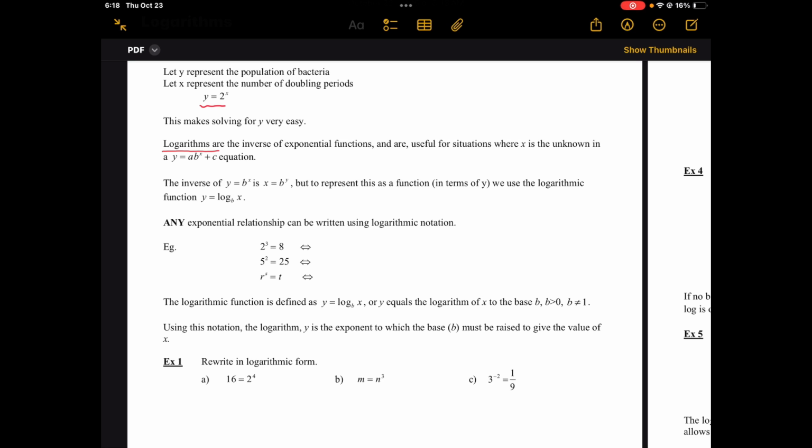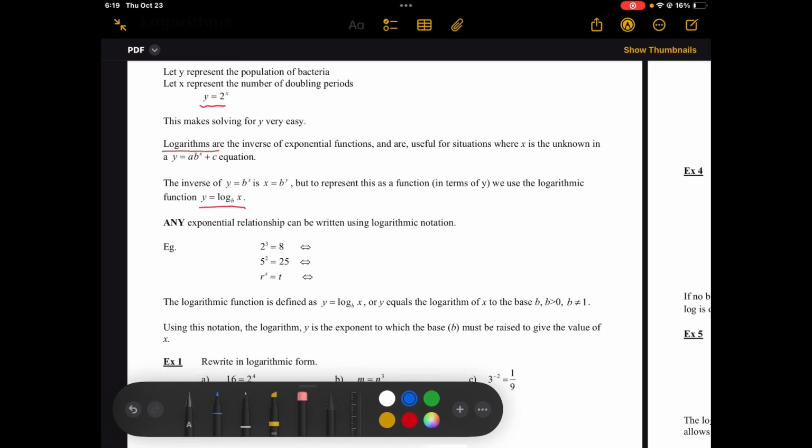And so what we say is that we can use the logarithmic function to represent it like this so that it looks like a line. And that is really what we're trying to do. We're trying to make it easier to solve, make it look like a linear function. So we can rewrite any exponential relationship using logarithmic notation.